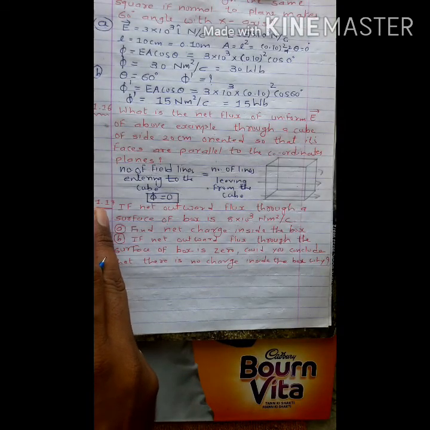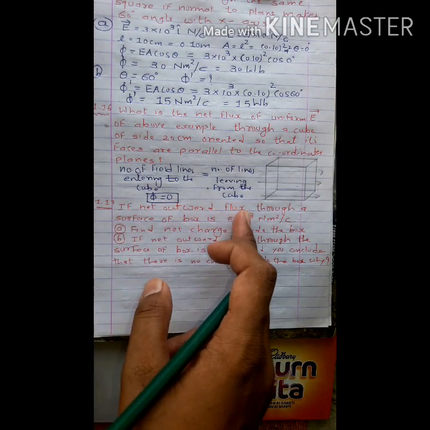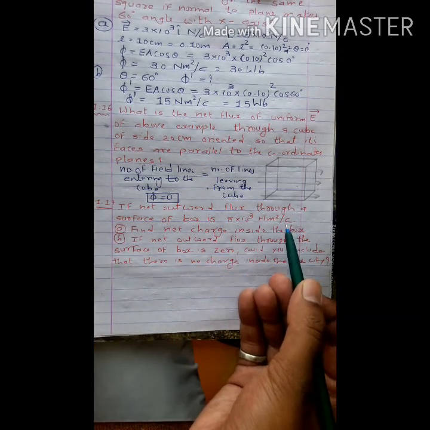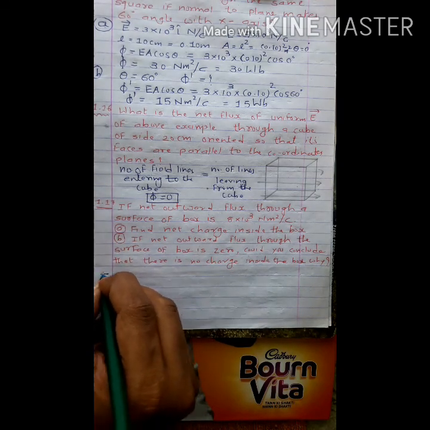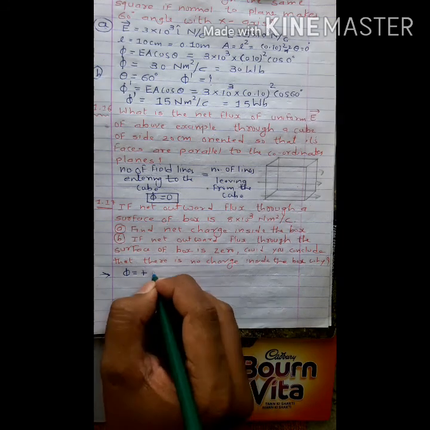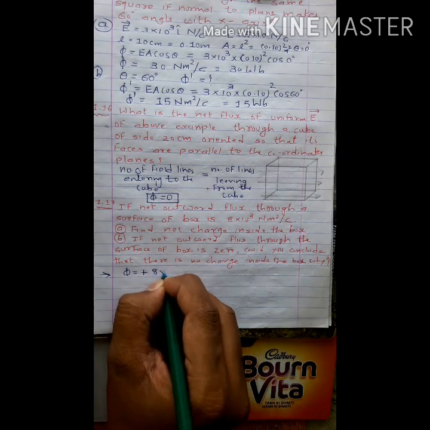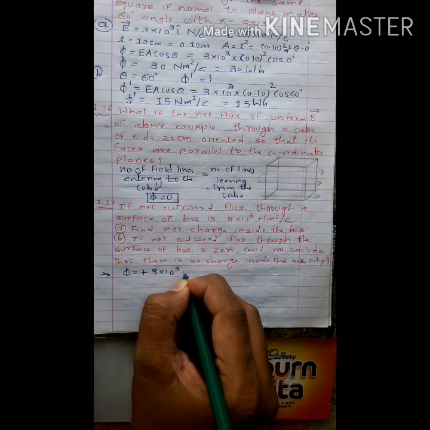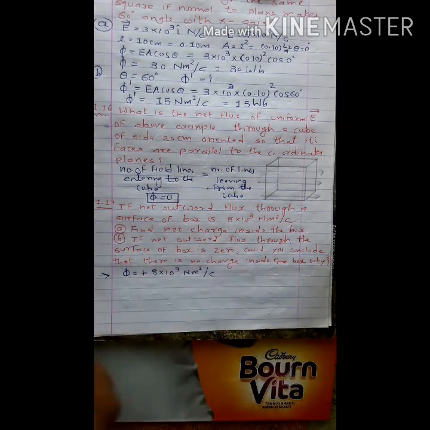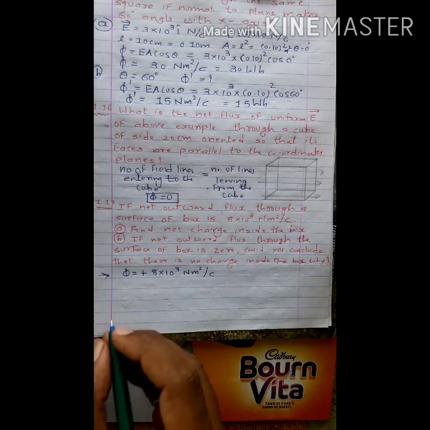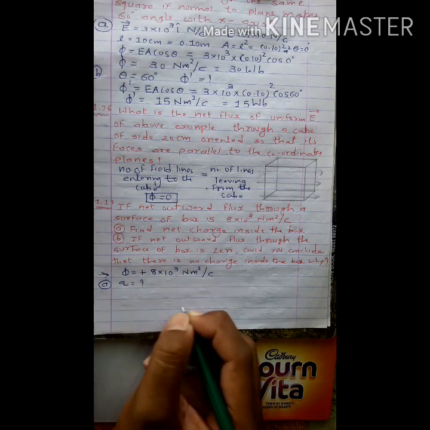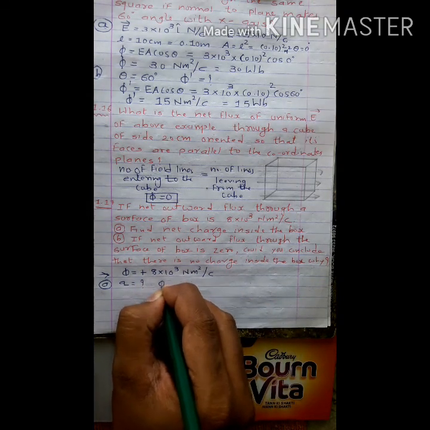Next, example 1.17. If the net outward flux through the surface of a box is 8 into 10 raised to 3 Newton meter square per coulomb. Okay, so we have outward flux, which is always positive, so phi is equal to plus 8 into 10 to the power 3 Newton meter square per coulomb. Part A, find the net charge inside the box. Okay, this is the simplest example. Find the net charge Q. So here we will use the equation of Gauss law.